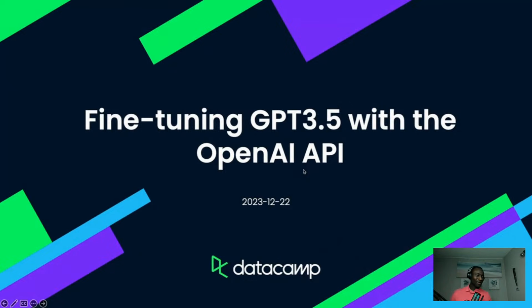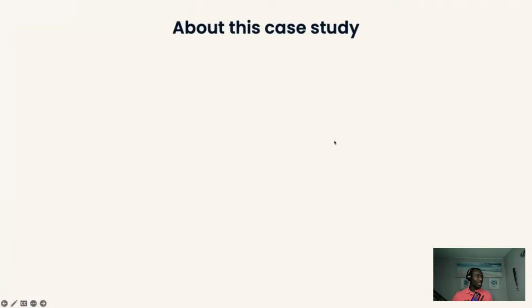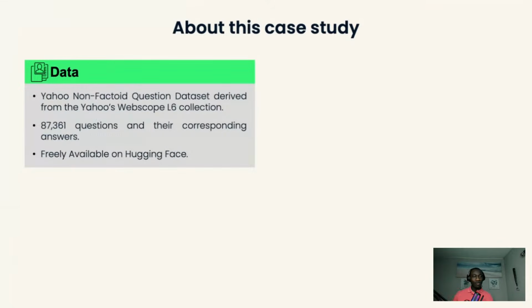Today's session is about fine-tuning the GPT 3.5 model with the OpenAI API. Before diving into any technical aspect, I want to tell you what the use case is going to be about. First of all, for any fine-tuning process, it's important to have a data set available.